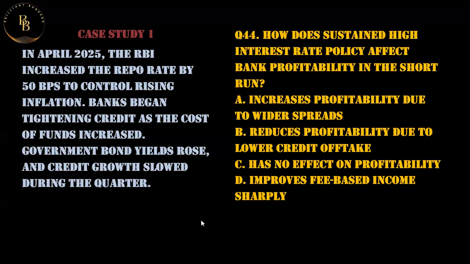It reduces the profitability due to the lower credit offtake. Credit demand falls when the borrowing cost rises, and interest income automatically has slow growth. So whenever the interest rate is high, people do not borrow money. In that condition, that reduces the profitability due to the lower credit offtake.